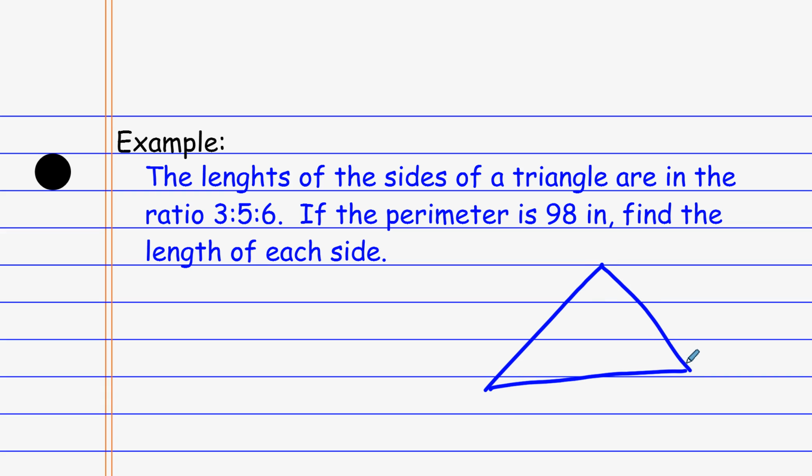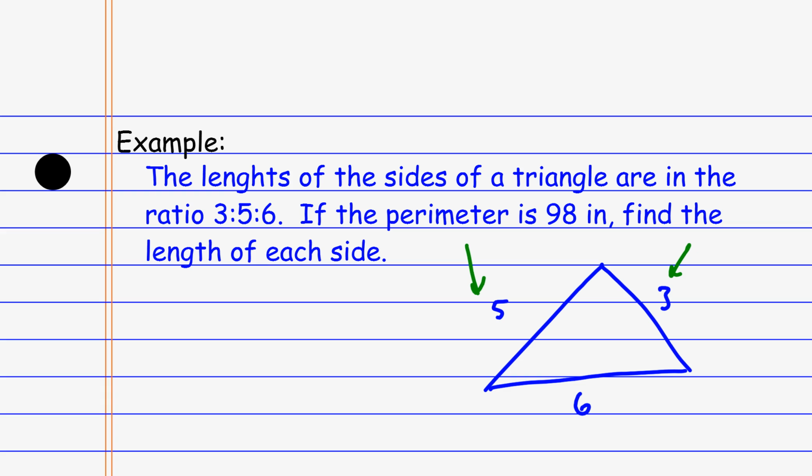And it says the ratio is 3 to 5 to 6. So the shortest side is the 3. And then I'll call this side the 5 and this side the 6. So now that's just a ratio when I compare these things. Like, when I compare these top two sides, I would put the 3 over 5.